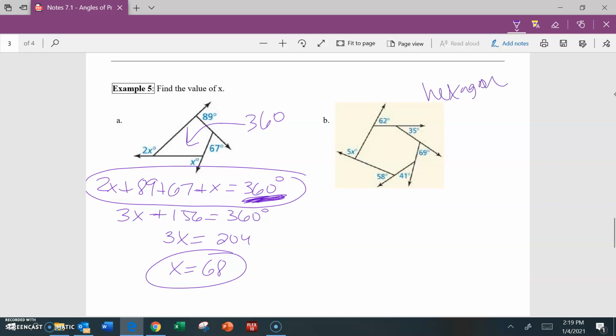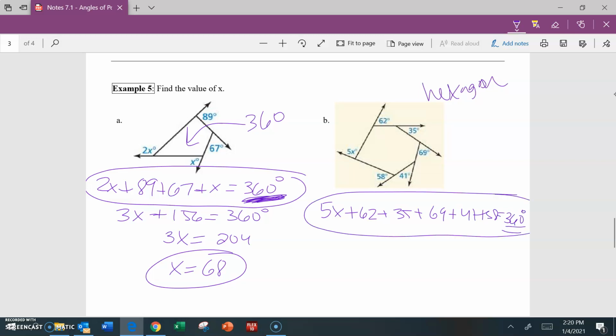Now for part B, we have a hexagon. And if we were worried about the inside angles, I would have to think, okay, 6 minus 2 is 4 times 180. That formula gives me 720. But I don't do that because all 6 angles, or all 20 angles of a 20-sided figure, or all 80 angles of an 80-sided figure, the outside angles will always add to 360. So once again, 1, 2, 3, 4, 5, 6. I'm just checking. So we have to combine like terms and solve. As you're subtracting 265 and then dividing by 5, your value is 19.